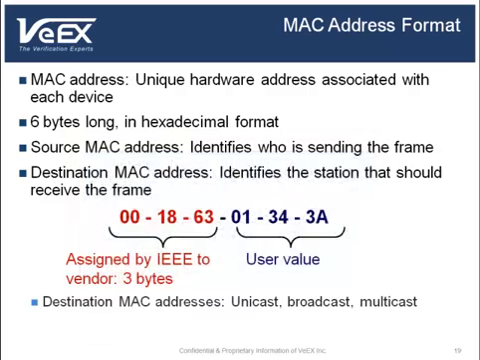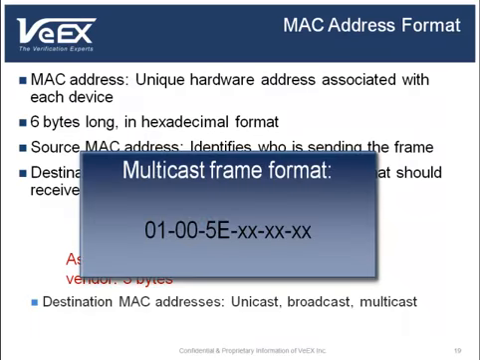Broadcast traffic can be very polluting because all the stations on the network receive and process it. A multicast frame is destined to a group of stations and is more efficient than broadcast traffic. This is the format of a multicast frame.